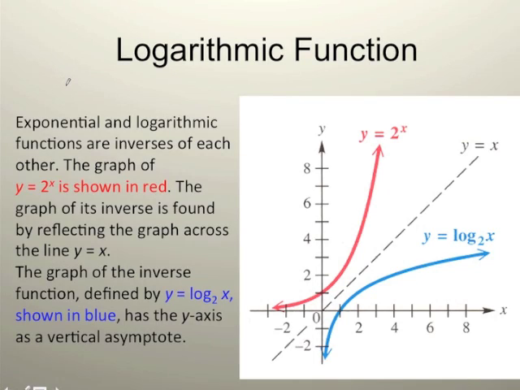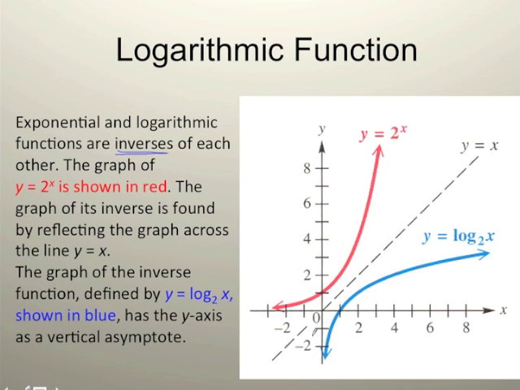As we get into logarithmic functions, we'll remember that the exponential and logarithmic functions are inverses of each other. So in red here, we have the graph of y equals 2^x, the exponential function. The inverse would then be reflected across the line y equals x, and we would get that by just reversing the points. The graph of the inverse function, y equals log base 2 of x, is shown in blue.